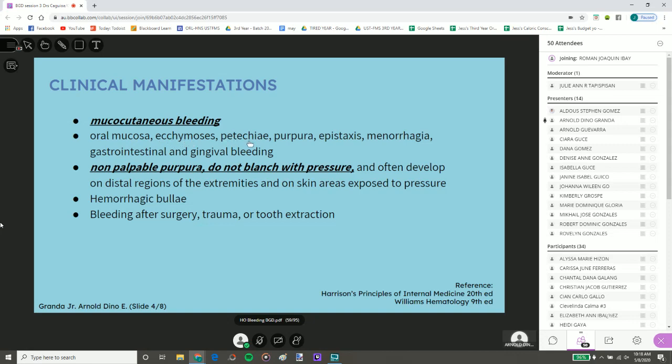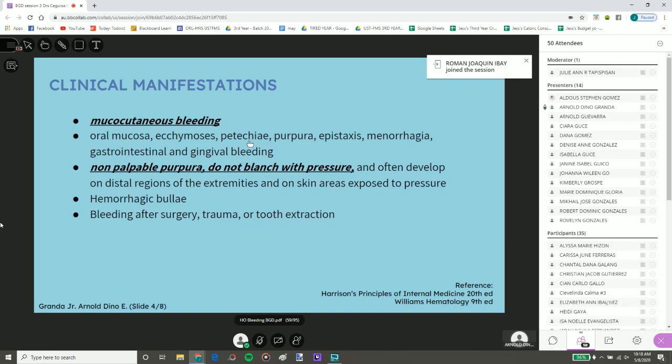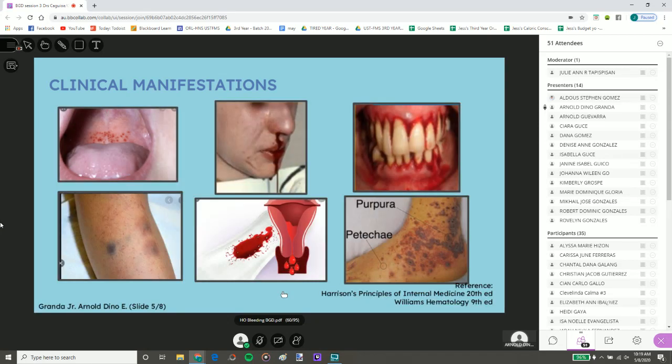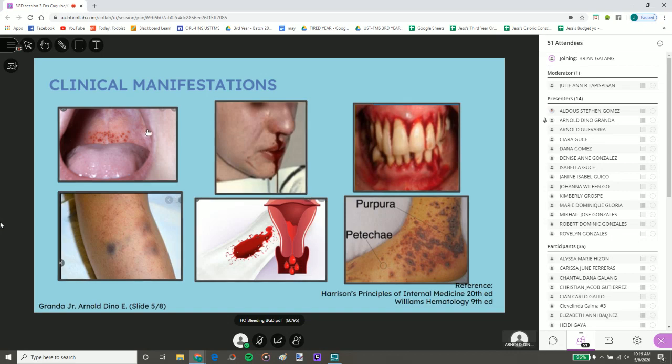presenting with ecchymosis, petechiae, purpura, epistaxis, menorrhagia, GI, and gingival bleeding. Classically, they present with non-palpable and non-blanching purpura. In severe cases, they could present with hemorrhagic bullae, and commonly, they would present with bleeding after surgery, trauma, or tooth extraction. This slide presents illustrations of the classic findings. You can see here the mucosa, the ecchymosis, the epistaxis, the menorrhagia or the heavy menstrual bleeding, the gingival bleeding, the petechiae, and the purpura.